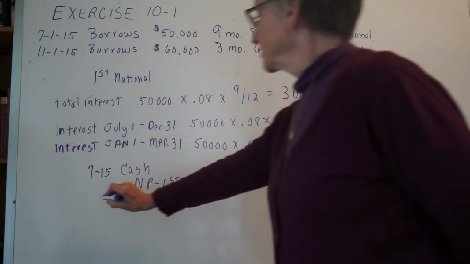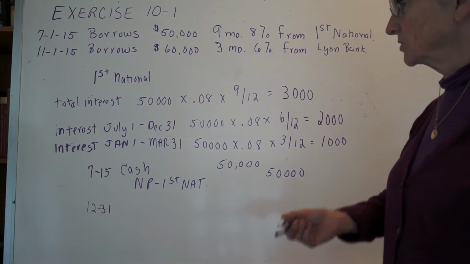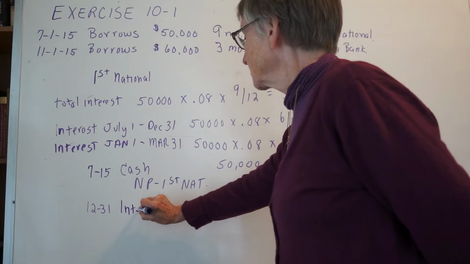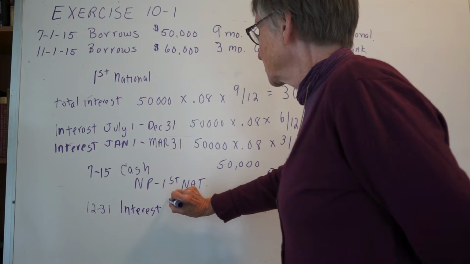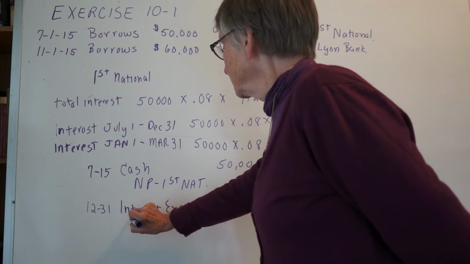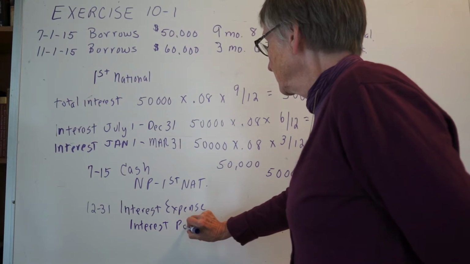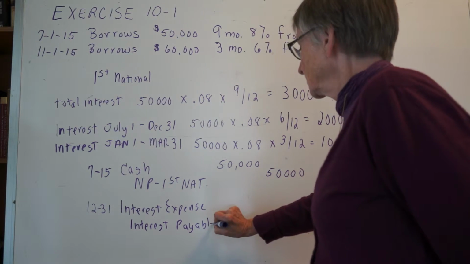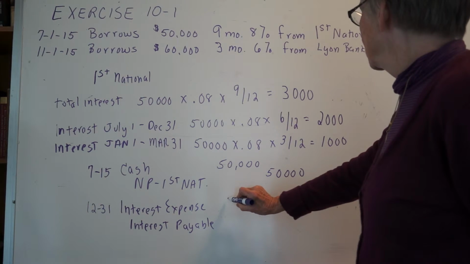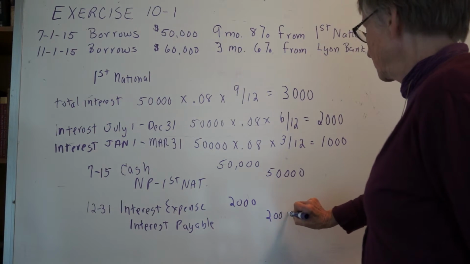Then, at year end, we have to say, well, how much interest is built up on that, even though we're not going to pay it until we pay off the whole note in April. So we're going to book interest expense that goes on our income statement for the current year. And we're going to book interest payable, and it will be payable when we pay off the entire note. So we've got our interest expense at year end, which would be the $2,000, and our interest payable would be $2,000.